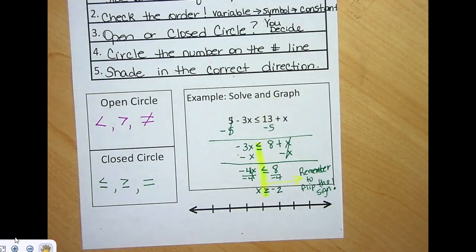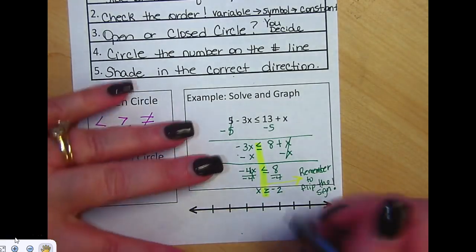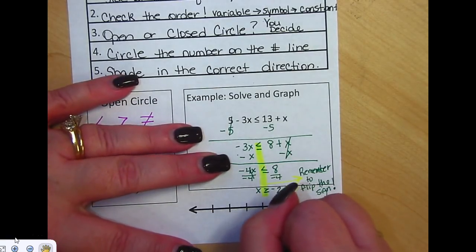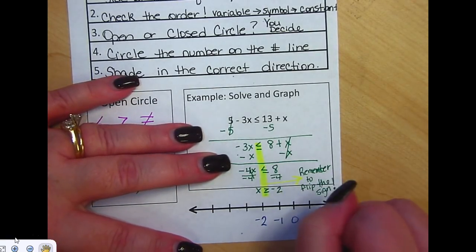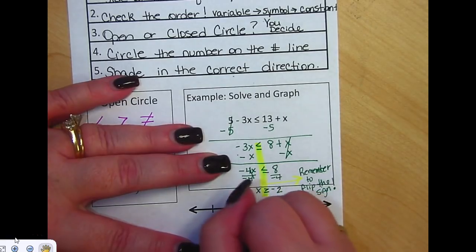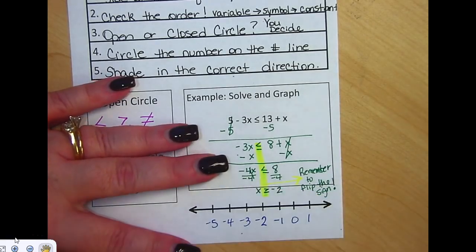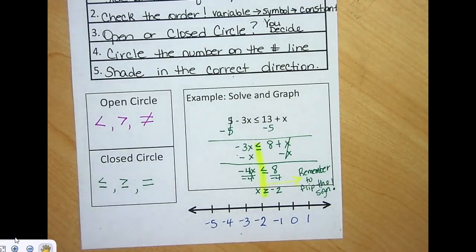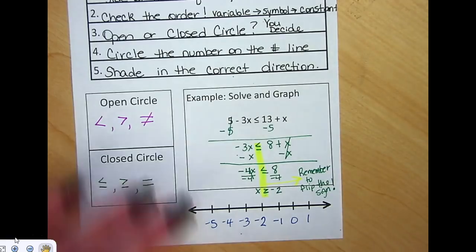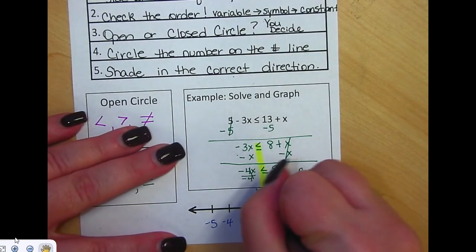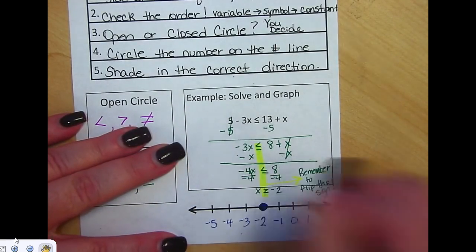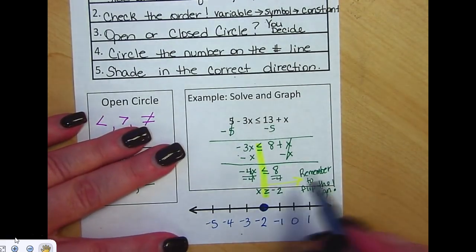Now we can graph it. X could be any number that is greater than or equal to negative 2. So what do I want to put down here on my number line? A negative 2. Open circle or closed circle? Closed circle. And it could be any number in that direction.